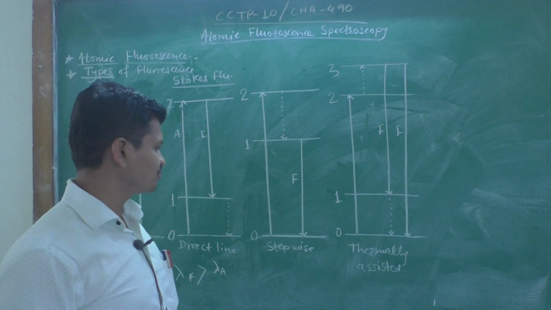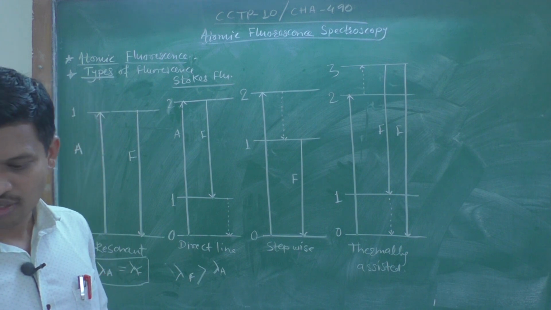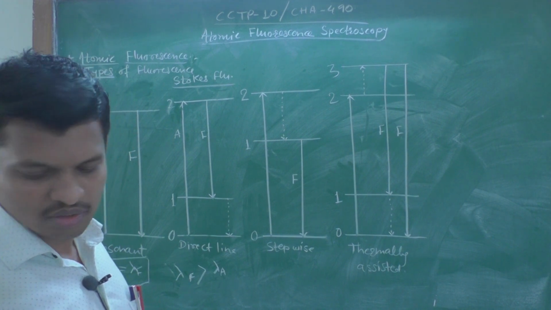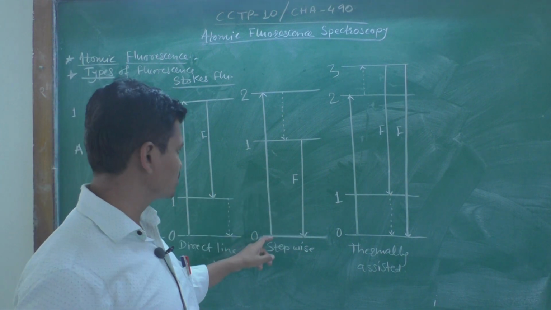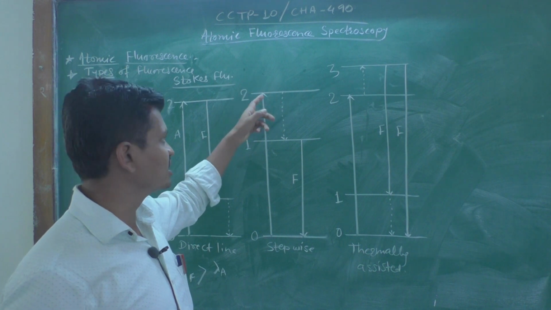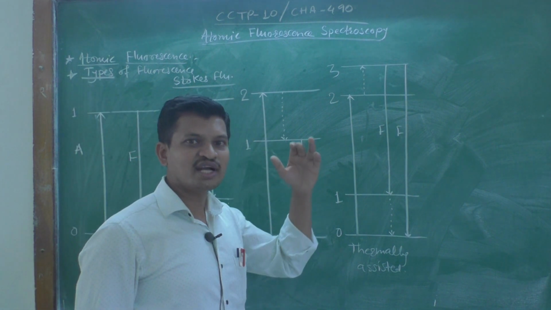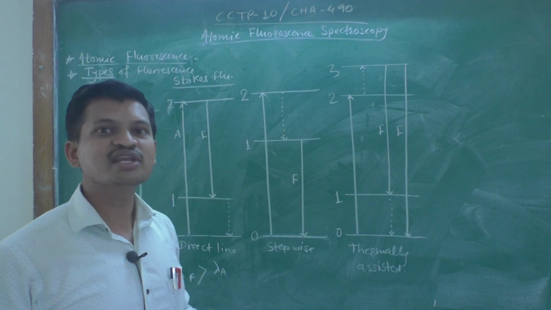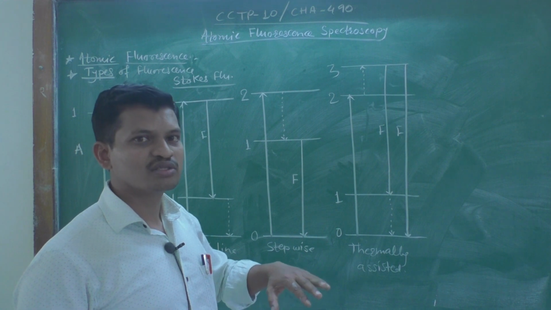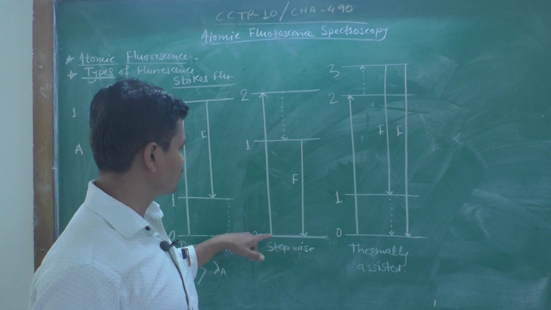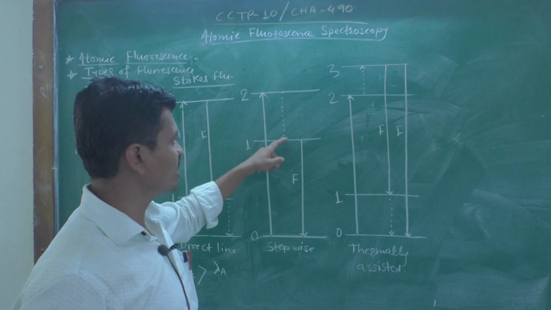Then the third case is called stepwise atomic fluorescence. Stepwise atomic fluorescence is nothing but this: atoms get excited by absorbing radiation from the radiation source to a higher electronic energy level, let us say from 0 to 2, directly. But from the second excited state, they undergo some radiationless collision and come to the middle electronic energy level. So 0 to 2 is the absorbance, but they do not fall from 2 to 1 or 2 to 0 with radiation.